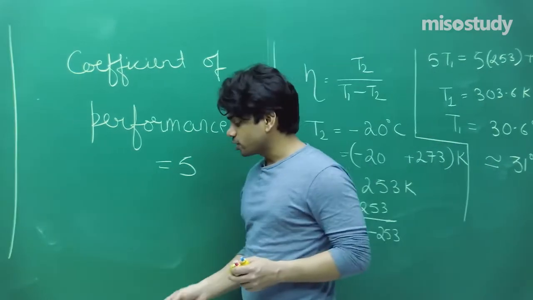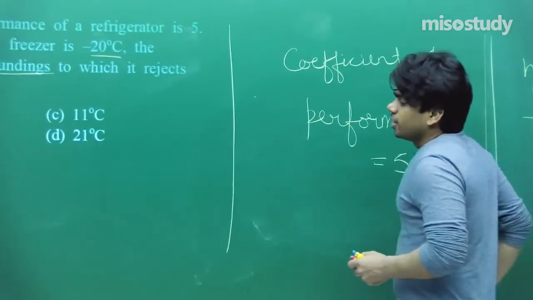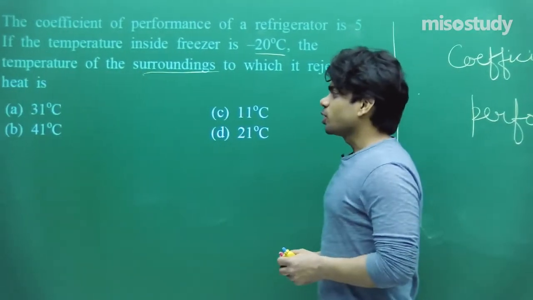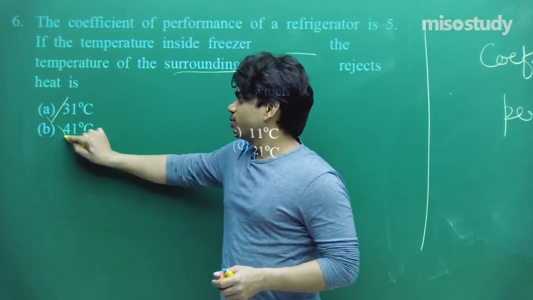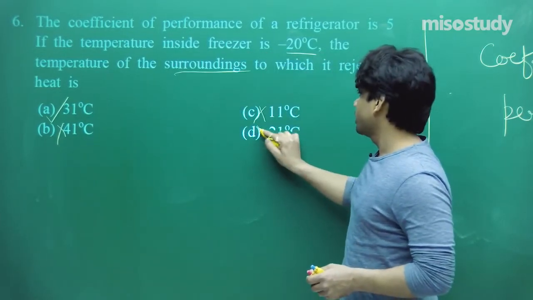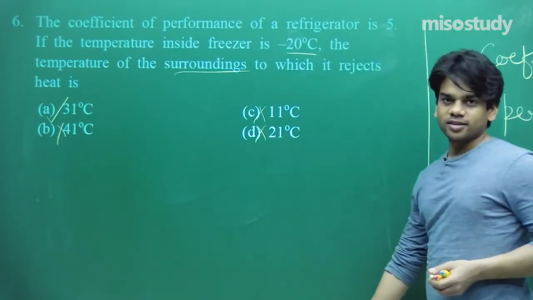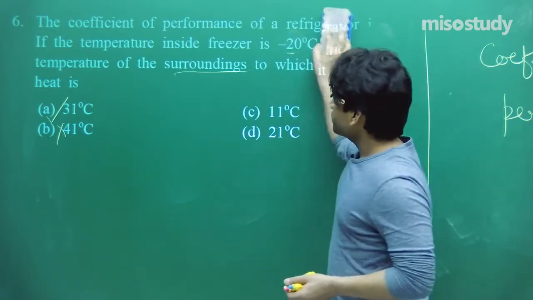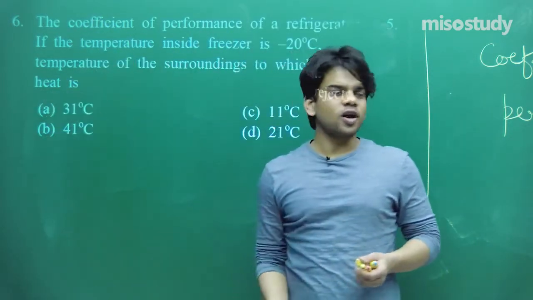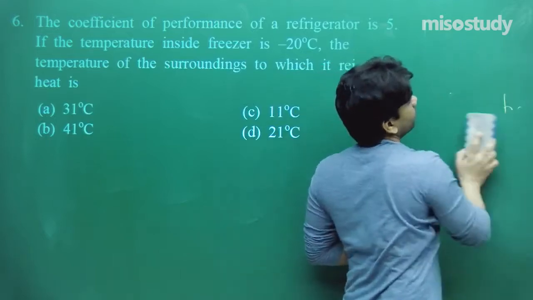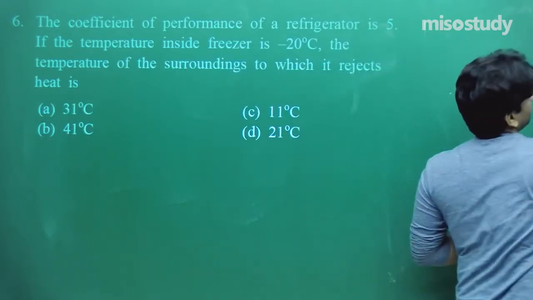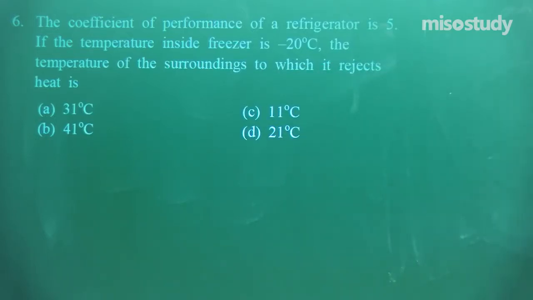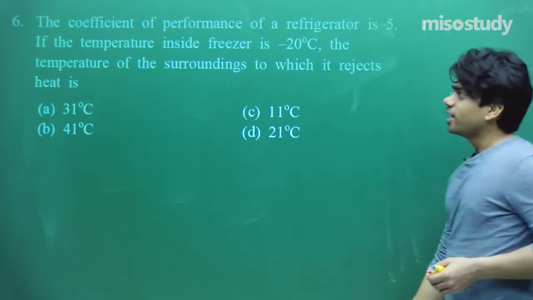Let's go ahead and look at the option matching the right answer. Option number A, 31 degrees Celsius. Yes. B, 41 incorrect. C, 11 incorrect. D, 21 degrees Celsius. That's incorrect. So we got the right answer, that the temperature of the surrounding will be 31 degrees Celsius. Hope that you have got how to solve such kind of question. Not too tough. Let's go to the next question.